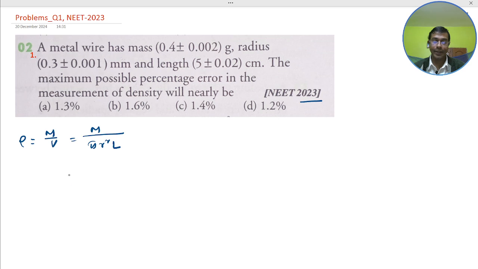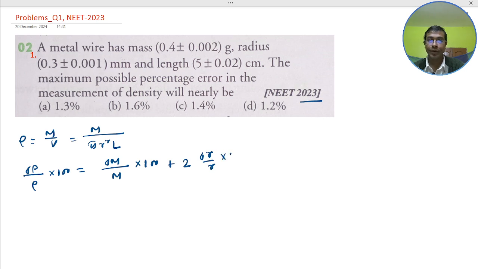So for percentage error calculation, del rho by rho into 100 is equal to del m by m into 100 plus 2 del r by r into 100 plus del L by L into 100 percentage error. So basically put this value, this is m and this is del m.